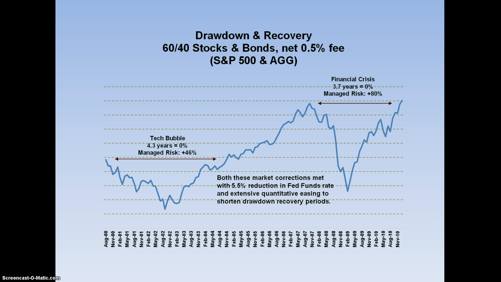Now, both of these last two market corrections were met with a 5.5% reduction in the Fed funds rate and extensive levels of quantitative easing to shorten the drawdown recovery periods. Right now, the Fed funds rate sits at about 2.5%, so the Fed won't be able to do that the next time. The implication is that the next time we see a major market correction, it may take a much longer time to recover.